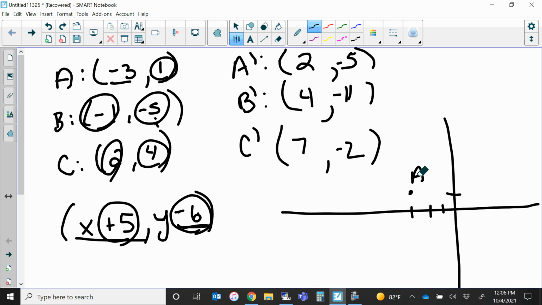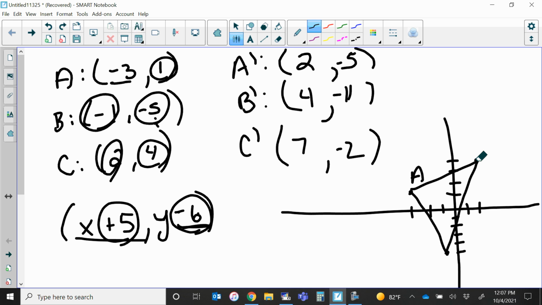And then I already have the A coordinates labeled over there. Does that make sense? And then B is what? Negative 1, negative 5. And then C was 2, 1, 2, 3, 4. So this is my triangle. Did I do this correctly? Double check me. I make errors.